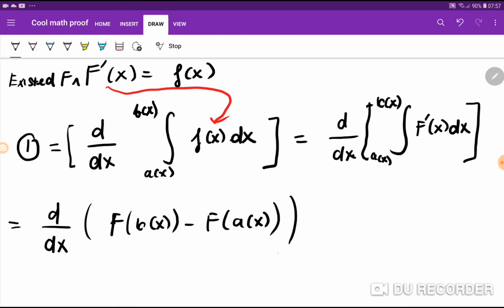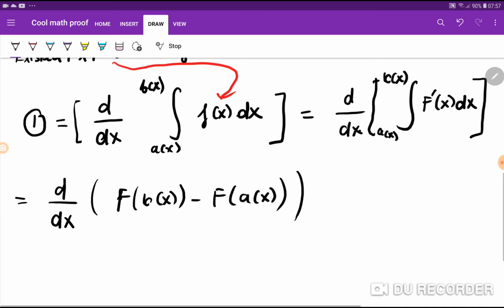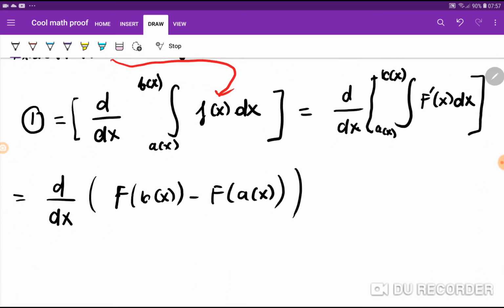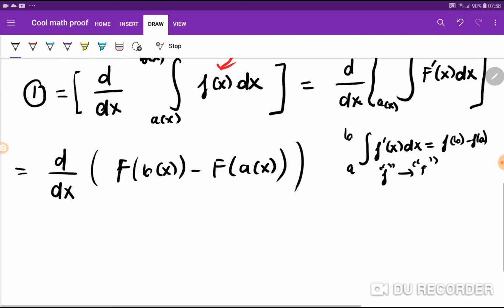This is just the chain rule. Does this sound familiar? That is exactly it. I just replaced small f with big F. It's just a notation. Although I know F prime of x is equal to f(x), I'm just replacing the character, so you don't have to worry about any of that.